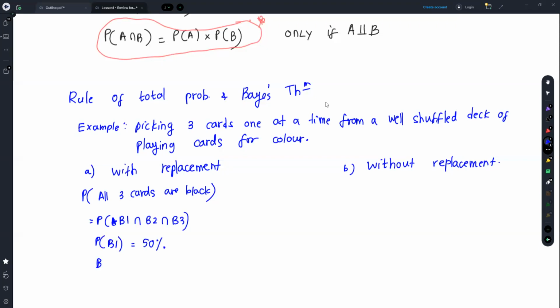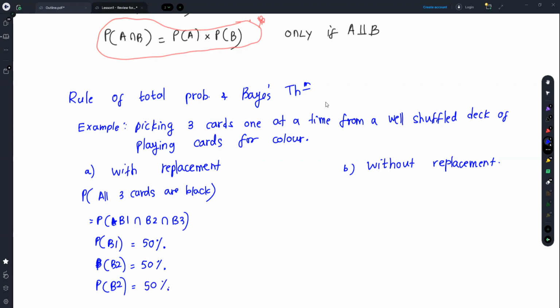When you are picking the second card, what is the probability that the second is black? Still 50%. Why? You put the card back, so it is like the original status. The deck of playing cards has all 52 cards, all blacks, all reds. You record the second card and put it back and shuffle. And when you are going to pick the third one, the probability that it is black will still be 50%.